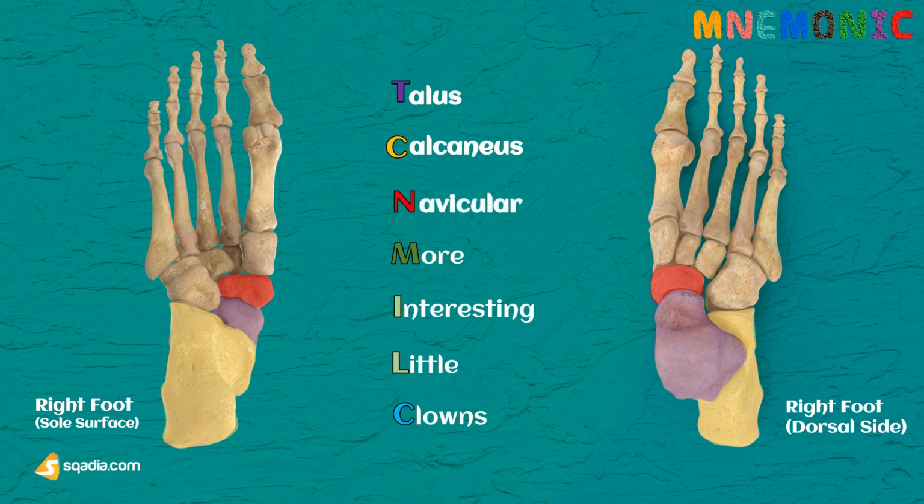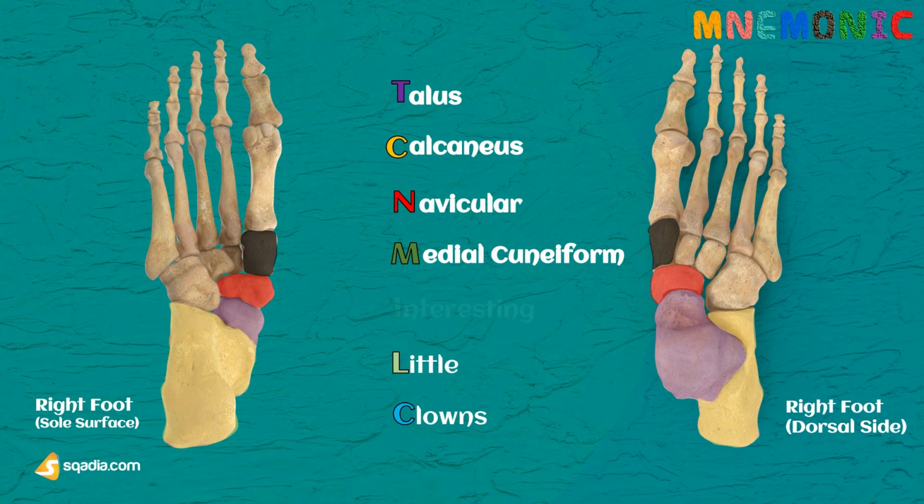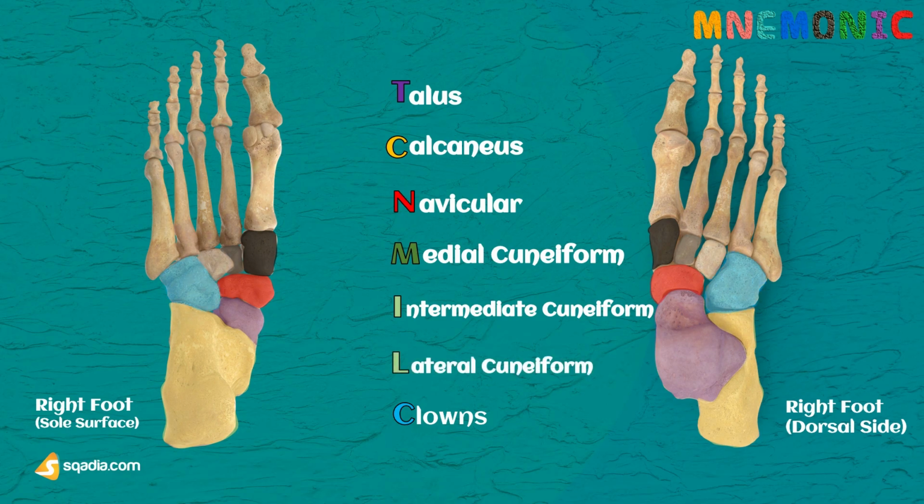M is for medial cuneiform. I is for intermediate cuneiform. L is for lateral cuneiform. And C is for cuboid. Those were the 7 tarsal bones of the foot.